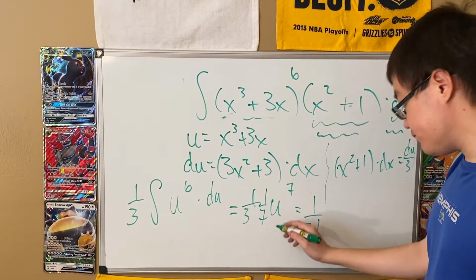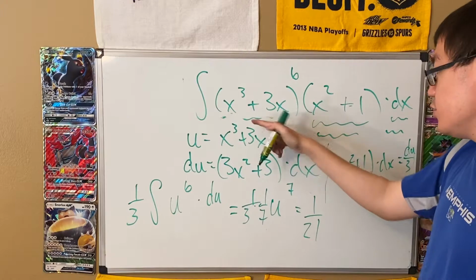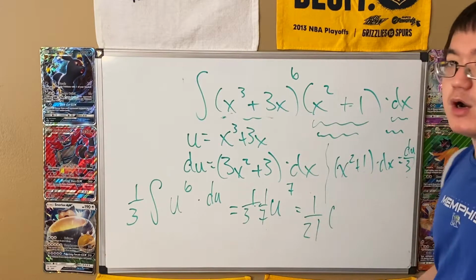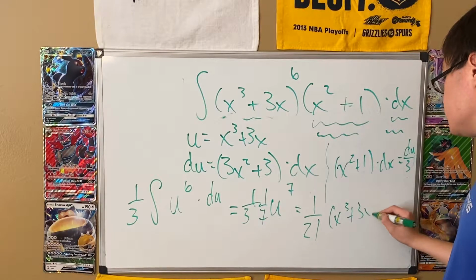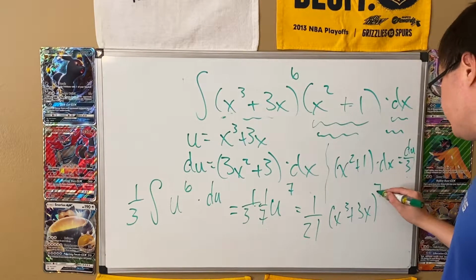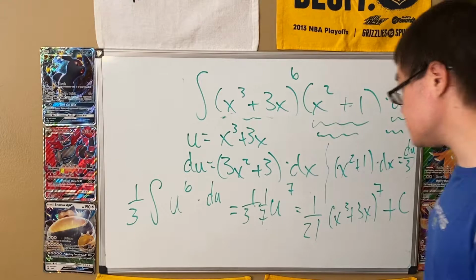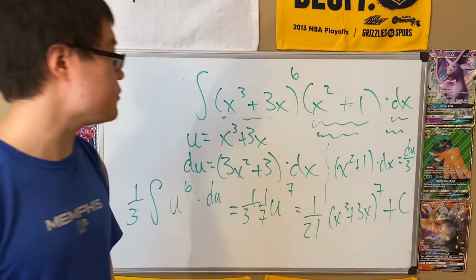And then remember that you do want to replace your u because you want your answer to be in terms of x's. x cubed plus 3x, and then it's to the 7th. And then don't forget your plus c. And that's how you do u subs.